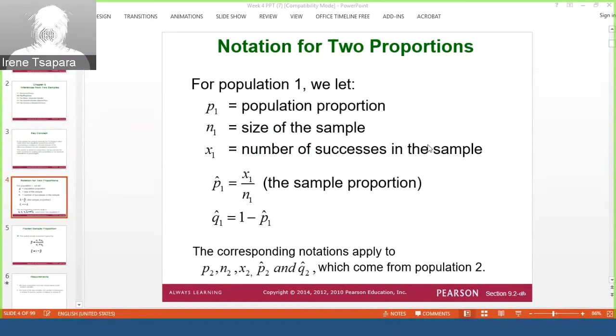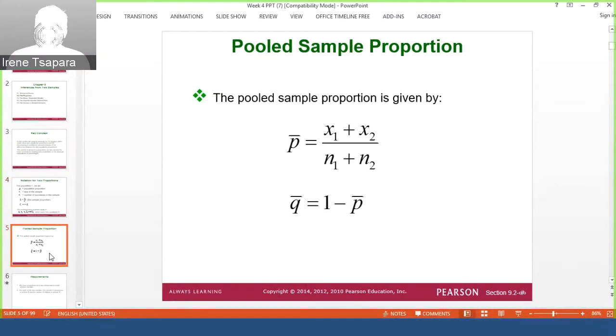N1 and N2 will be the size of the samples from the two populations. X1 and X2 will be the number of successes in each one of those samples. P1 hat will be the sample proportion for the first, and P2 hat will be for the second. And of course, Q1 hat and Q2 hat will be 1 minus the P hats.